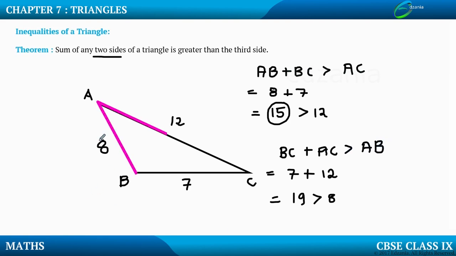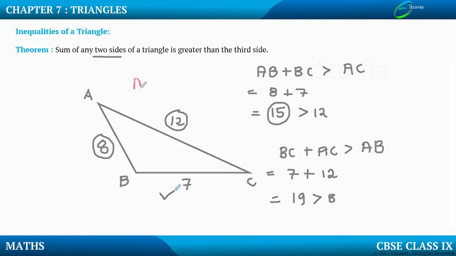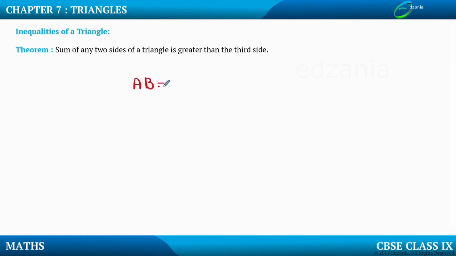Similarly, if we move further, if we take AB and AC, AB is 8, AC is 12. So 8 plus 12 is going to give me 20, and 20 will be greater than the third side, 7. So a triangle is formed only when the sum of the two sides is greater than the third side. Say for example, AB is equal to 5 centimeter, BC is say 7 centimeter, and AC is say 18 centimeter.